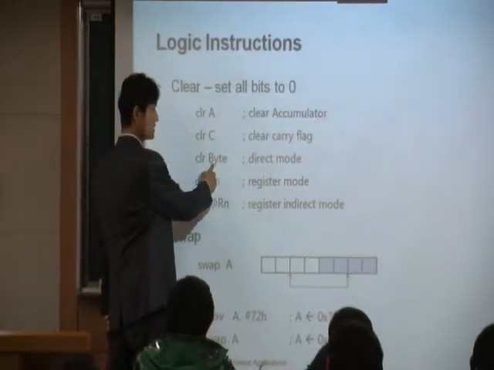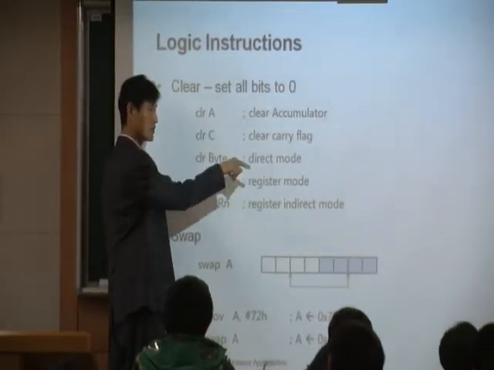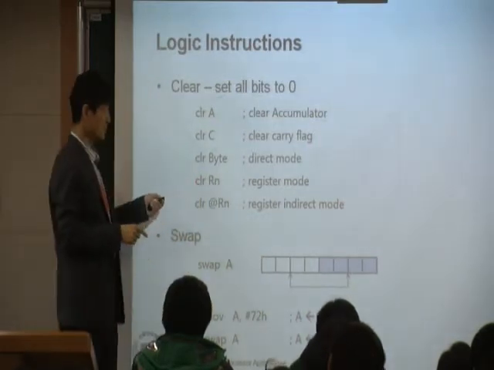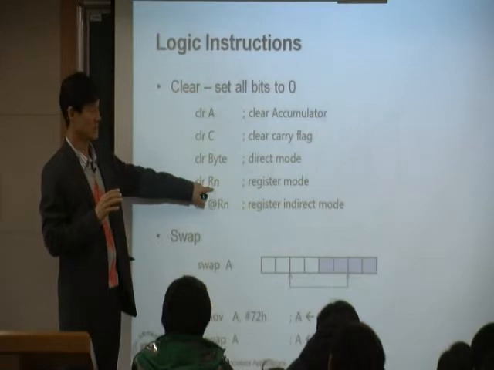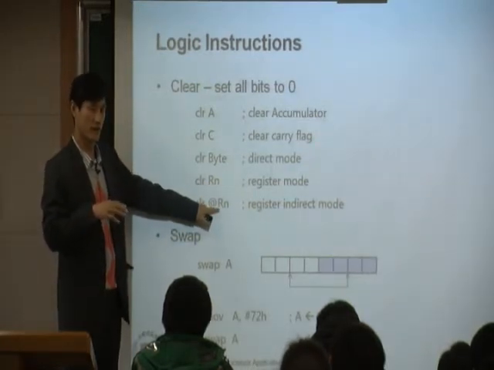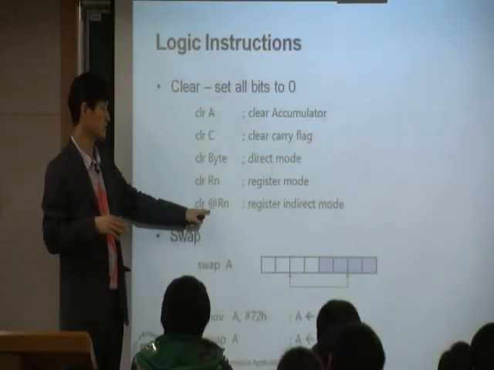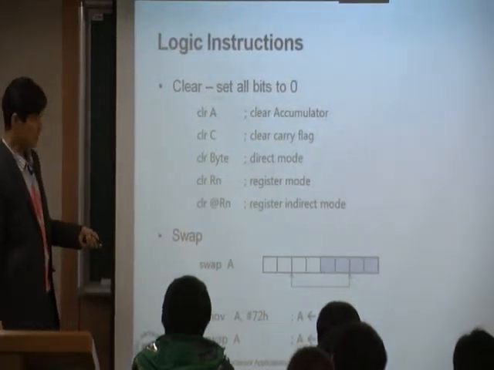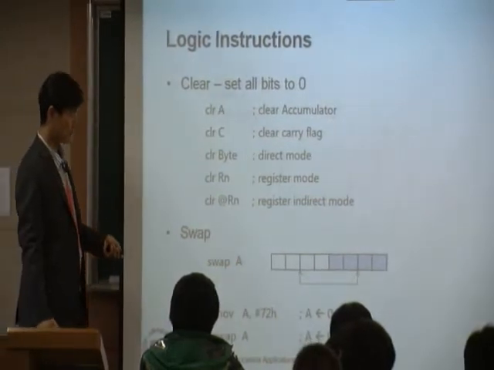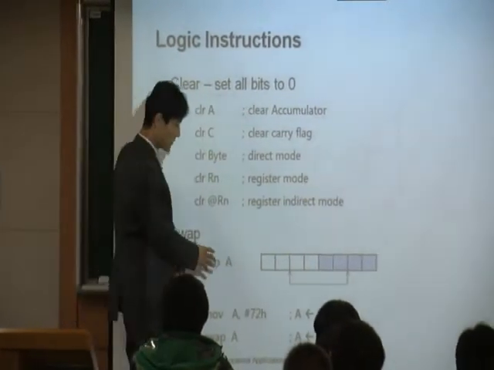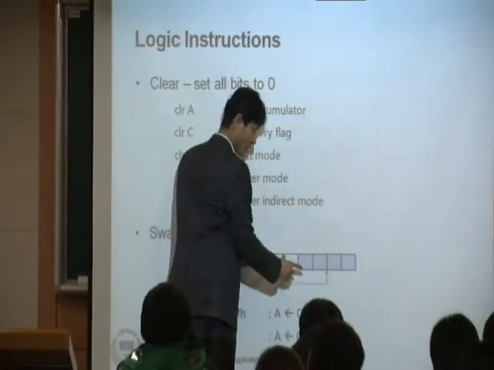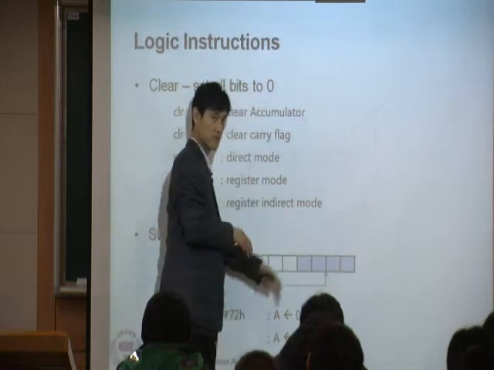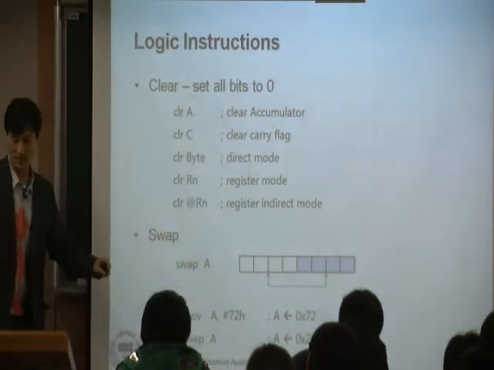Clear byte. This is the address. You go to that address and clear the value in the address. This one, you want to clear the register. And this is an indirect way, right? You go to that particular address using indirect addressing and clear the value. There's an instruction called swap. This is not that popular. Swap, we have 8 bits, but the left 4 bits and right 4 bits, swap them. Okay, that's a swap.